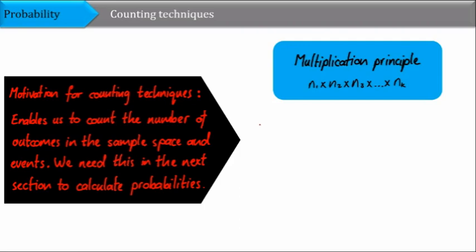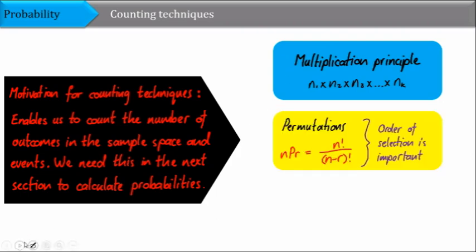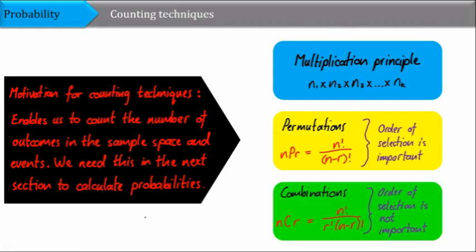Now, there's three basic counting techniques, and we'll be doing them in this order. The first one is a multiplication principle, which is exactly what the name says. We'll be multiplying. The next one is a variation on the multiplication principle. We simply introduce a restriction on the multiplication principle, and then we get permutations. Now the main property of permutations, the main characteristic, is that the order of our selection is important. So the order in which outcomes occur is important.